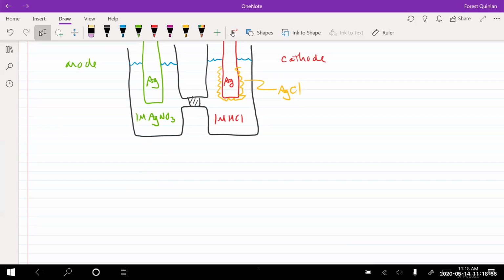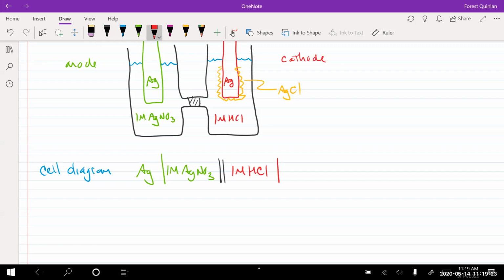All right, well then, Isa, tell me, how am I gonna write this cell diagram? You're gonna do your silver, and then 1 molar silver nitrate, and then the membrane thing, and then 1 molar of HCl, and then you do your silver again. You forgot the precipitate, right? We have to swim through all this, and we got to swim through that AgCl. So you have to put that before you get to the electrode.